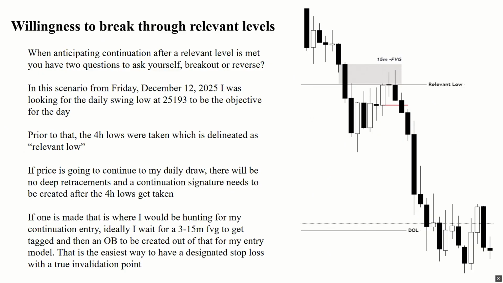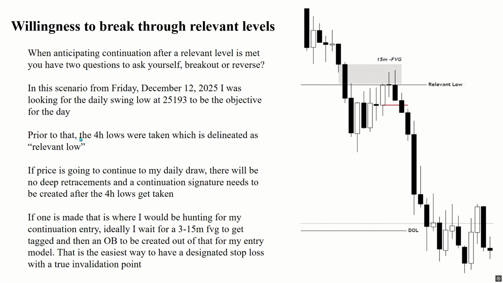Once you put it in that perspective, and you understand that whenever a relevant level is met you have to ask yourself, a new phase of price is possible. So in this scenario, from Friday, December 12th, 2025, I was looking for the daily swing low at 25,193. That's what this drawn liquidity is down here. I could show you guys this in the actual chart if people want, but this is how I derived my bias and what I was looking for.